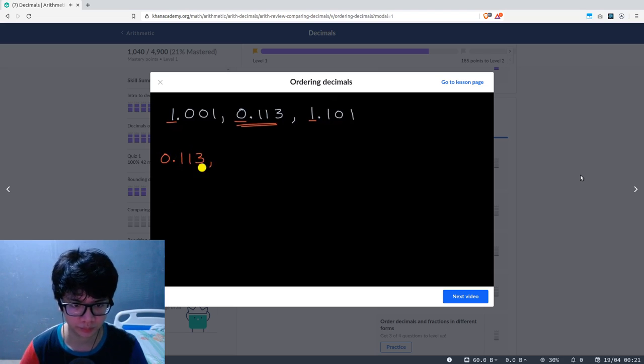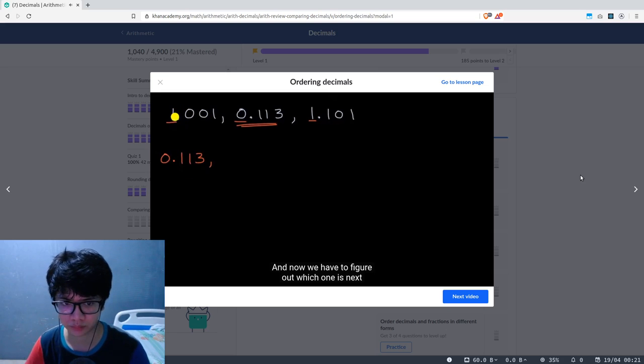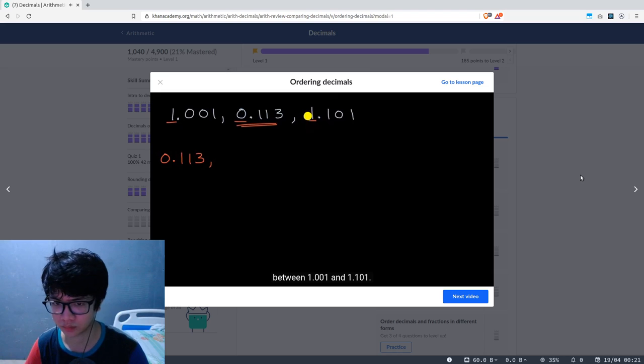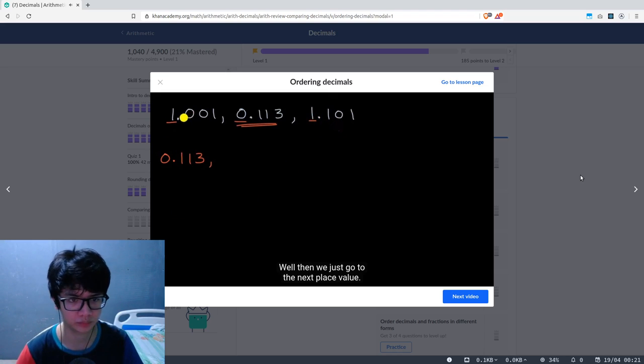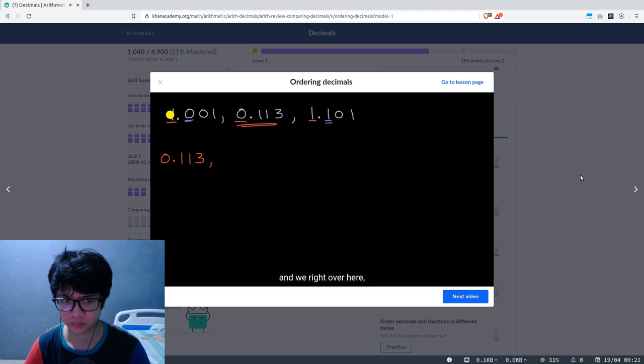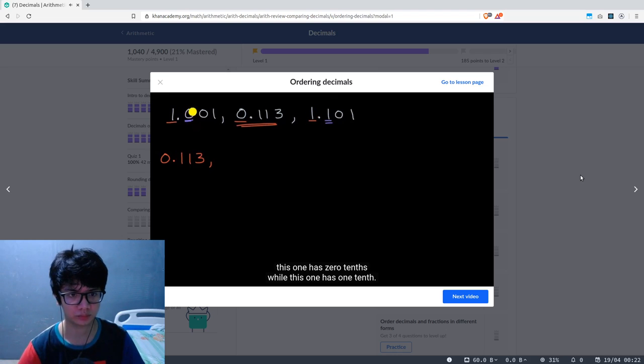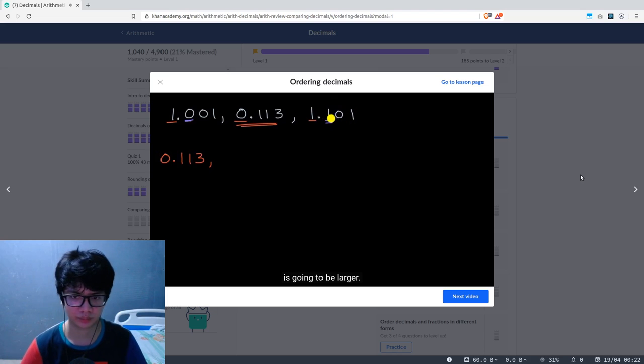So let me just write that over here, 0.113. And now we have to figure out which one is next between 1.001 and 1.101. Well, then we just go to the next place value. So we go to the tenths place, and we see right over here, they're equal on the ones place. So if you go to the tenths place, this one has 0 tenths, while this one has 1 tenth. So the number on the right here is going to be larger.